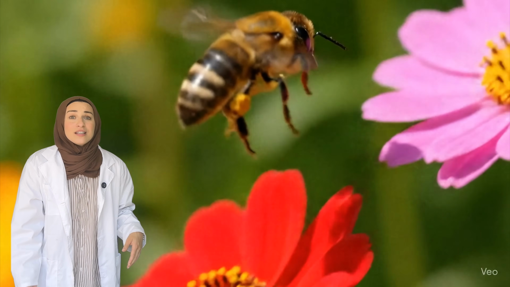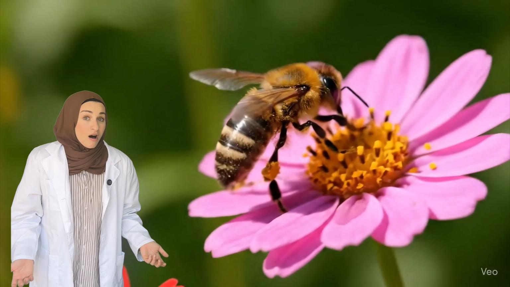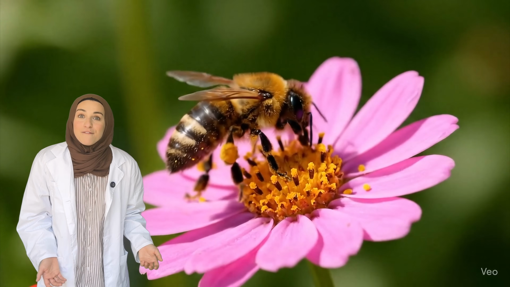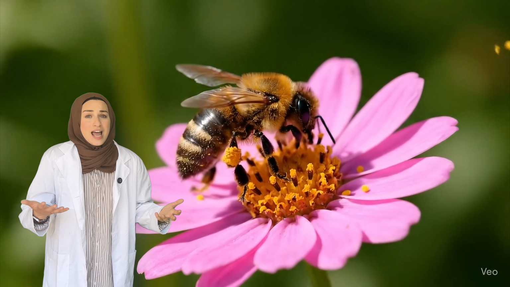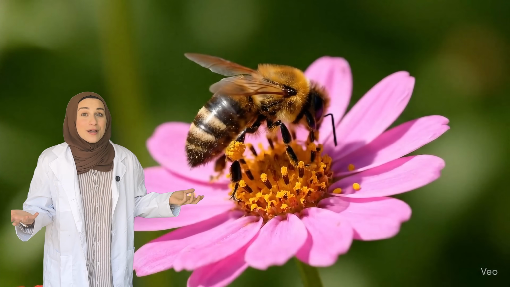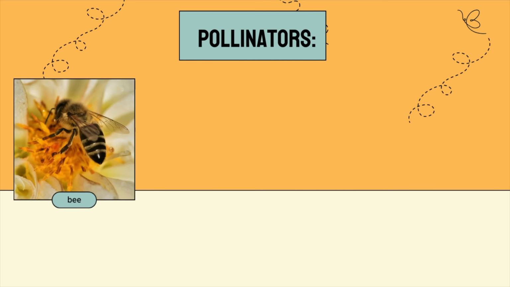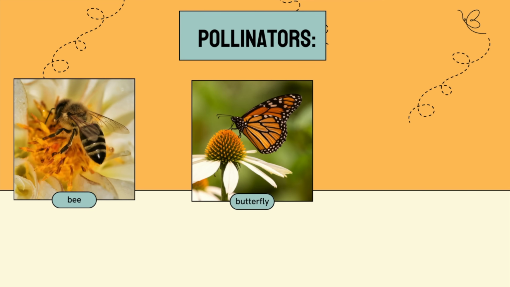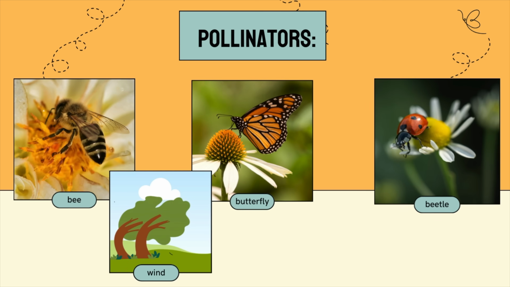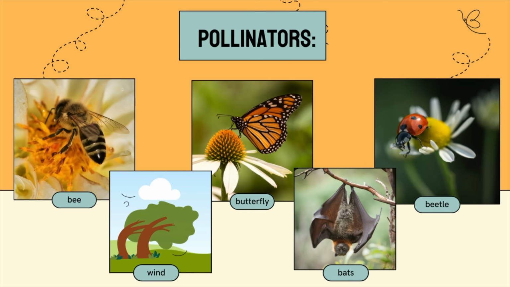Now he's going to fly to another flower to get its nectar. And all that pollen, it's gonna go into that new flower, and that flower is gonna make seeds. And those seeds are gonna make new flowers. That's called pollination. There are so many helpers: bees, butterflies, ladybugs, oh, even the wind, and bats. They're all called pollinators.